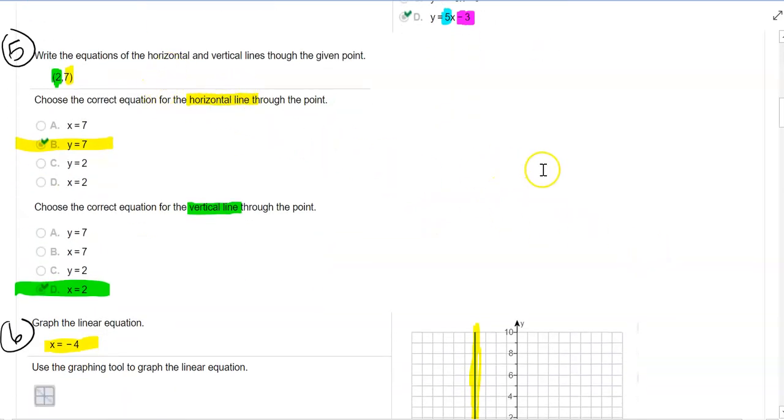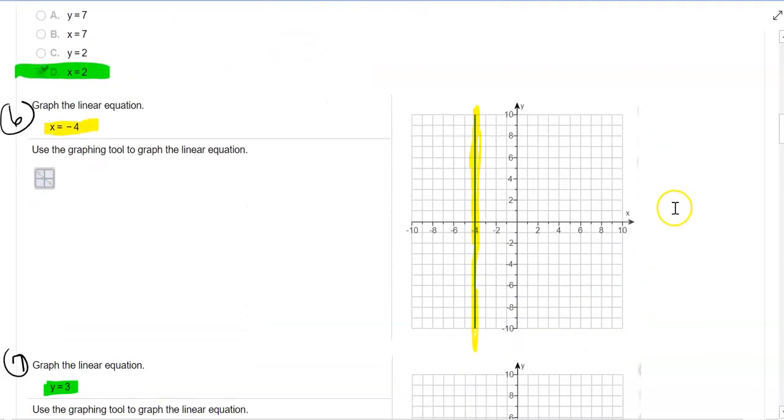Here, we're looking at horizontal and vertical lines. A horizontal line is going to go through the y-axis, so that's why I have y is equal to 7. A vertical line is going to go through the x-axis, so we have x equal to 2. We see how those are highlighted as well.